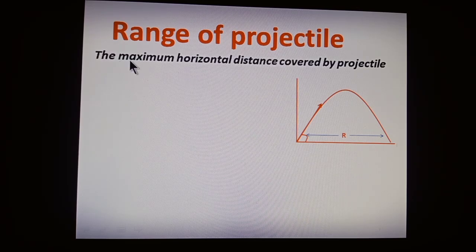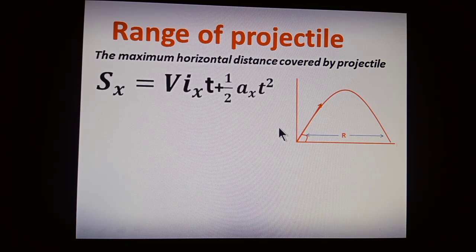What is range? The maximum horizontal distance covered by the projectile. Maximum distance that projectile travels on returning to the same level from which it was fired is called range of projectile. We can find the range by multiplying the time of flight with horizontal component of velocity, or using this equation, second equation of motion along x-axis. S is equal to vix into t plus half ax t square.